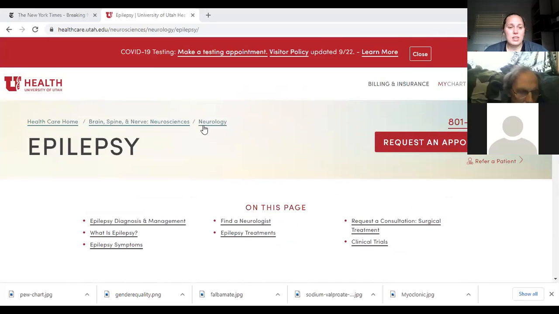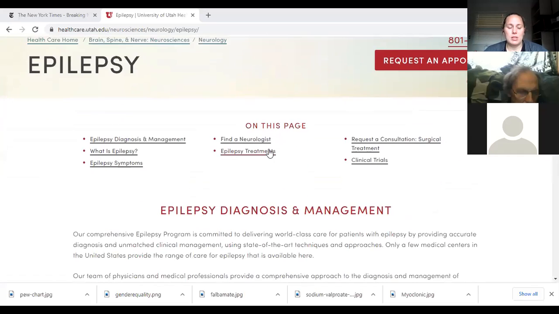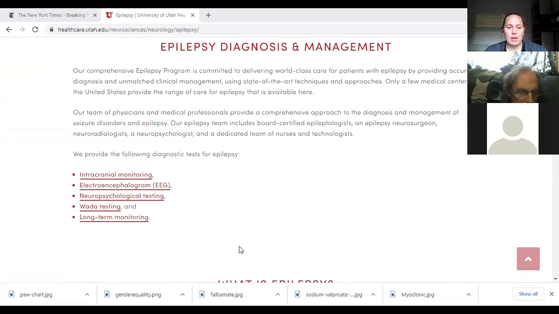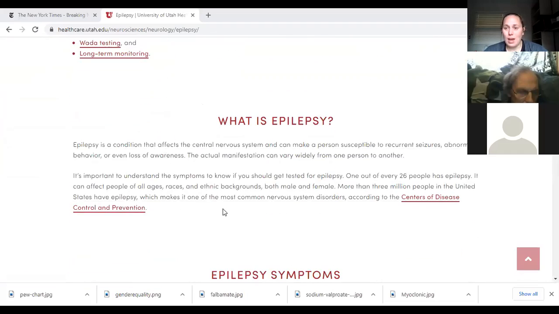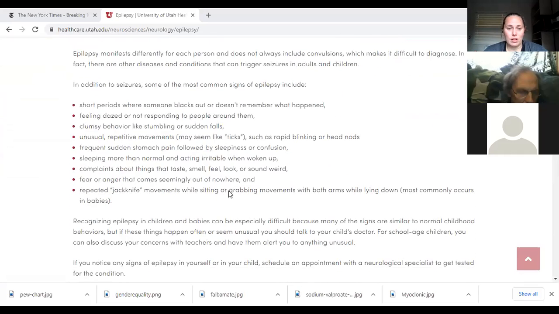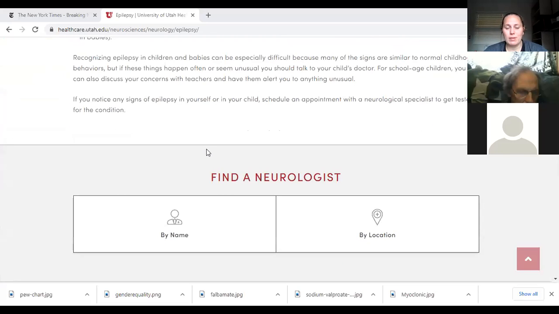Keith just mentioned this epilepsy center at the University of Utah, so I just quickly looked it up here. You can see the webpage for that, with the different study strategies they have available there, and some general information about epilepsies.